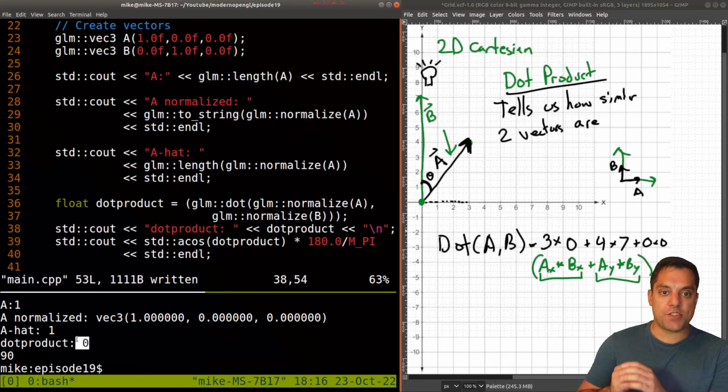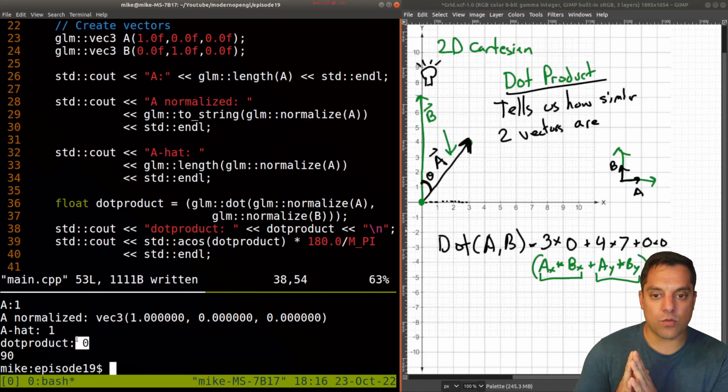Okay, so just to bring this full circle here, the idea is, well, how similar are two vectors? That's what the dot product is. If you get a 0, that means they're moving in totally perpendicular directions. Okay, they're not going to get any closer to each other as time goes on. That's the sort of idea.